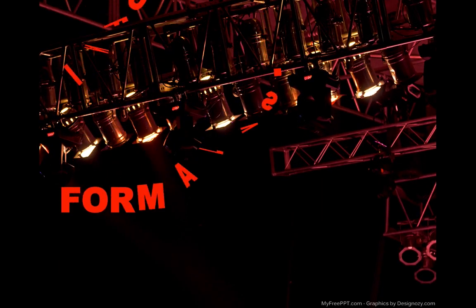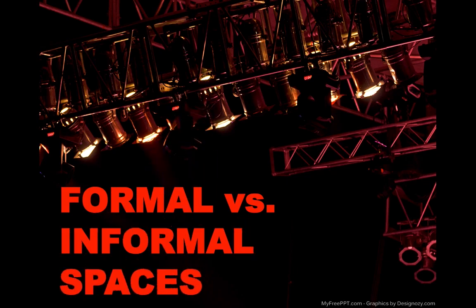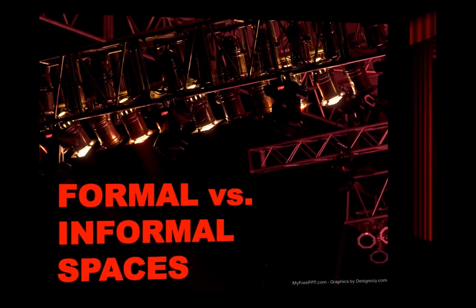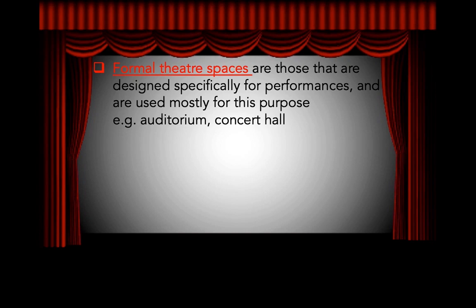Great. So let's look at, first of all, the difference between formal and informal theater spaces. Formal theater spaces are spaces that are designed specifically for performances to happen. They are purpose built. So when they were building this space, they said, okay, this is an auditorium. It is built for performances to happen. There's a stage, all of these things. So it's not built to be a classroom. It's not built to be anything else. It's built for performances specifically to happen.